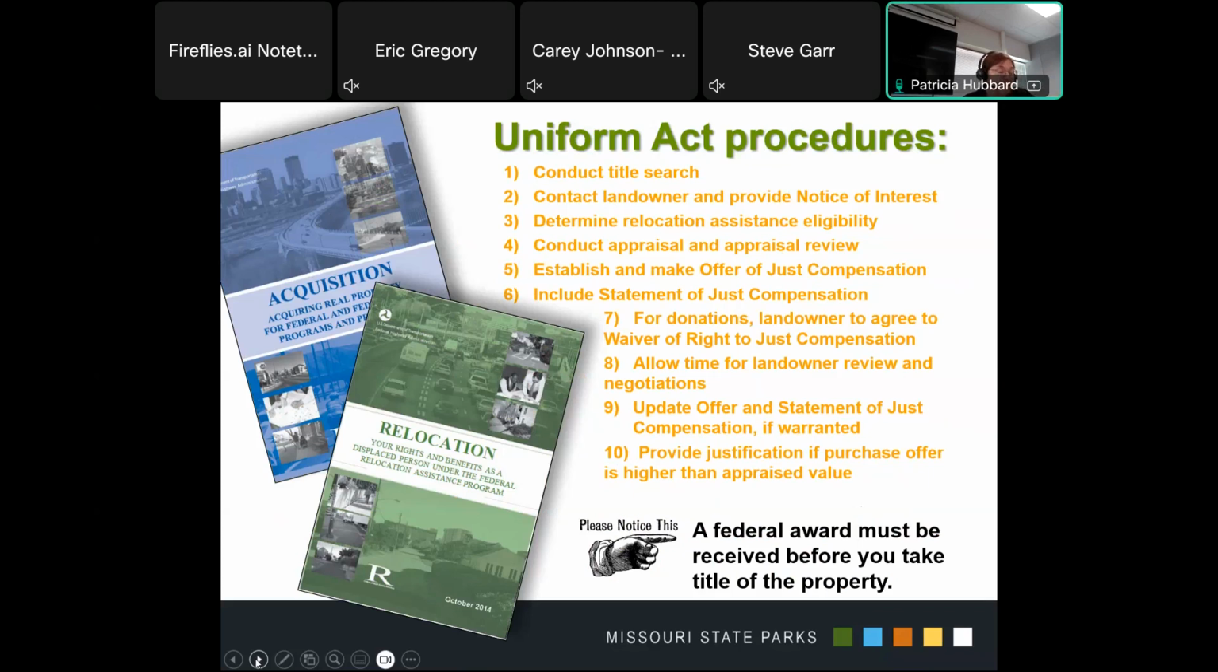And number 10, provide justification for purchase offer if higher than the appraisal value. The purchase price of the property may exceed the amount offered as just compensation when reasonable efforts to negotiate an agreement at that amount have failed, and the project sponsor considers the higher price as being reasonable, prudent, and in the public interest. A detailed and well-documented statement of this difference with all pertinent appraisal documentation and a history of the negotiations documenting discussions of price between the landowner and the sponsor must be submitted. The statement should also indicate the importance of the proposed purchase as opposed to alternate sites or other justification regarding the need to purchase the subject project property at a higher amount.